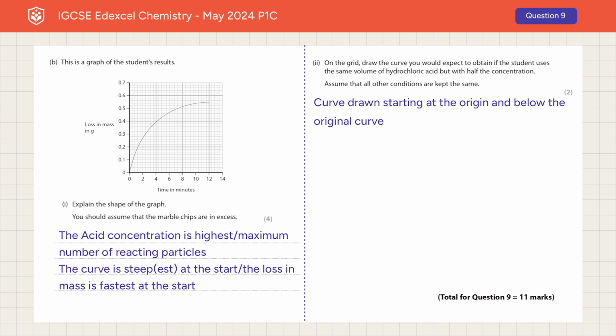Also, since the volume is the same but concentration is halved, only half the amount of acid is available to react. The total mass loss will therefore be half of the original, so the curve levels off at 0.27 grams, exactly half the original final value of 0.54 grams.